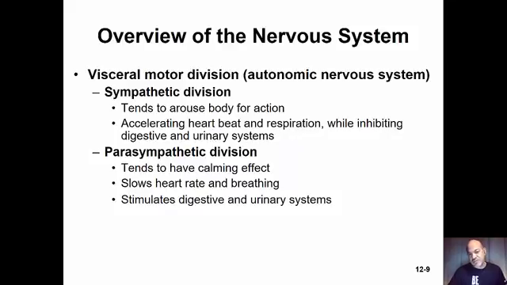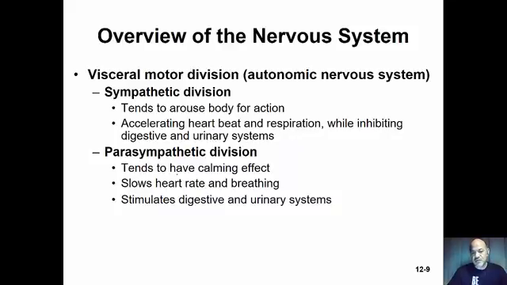The sympathetic division is going to tend to bring about action within the body, arouse the body to action. So things that occur would be accelerating your heartbeat, your respiration, and inhibiting things that you may not need at the particular moment. For example, if you got really scared, say a dog started chasing you, and you're afraid the dog's going to bite you, you're going to want to increase your heart rate, increase respiration, get oxygen to your muscles. You're going to want to divert blood from your digestion and urinary system. You don't need to be digesting at this moment. Right now it's about getting away from the dog.